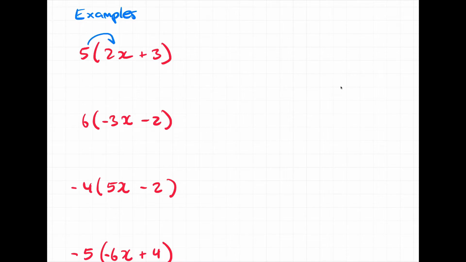What is 5 times 2x? Well, last time it was just 5 times x. So when I have two numbers here, I can go 5 times 2, which is 10. And don't forget the x, it's there. Okay, and now I'm going 5 times 3, which is 15. So I have an expression right here that says 10x plus 15.